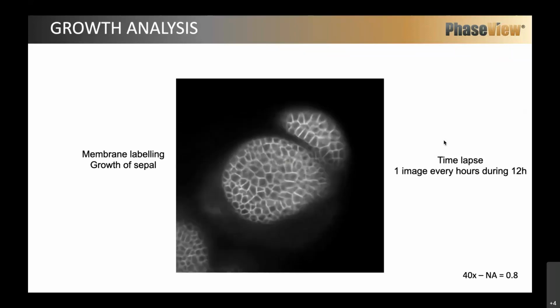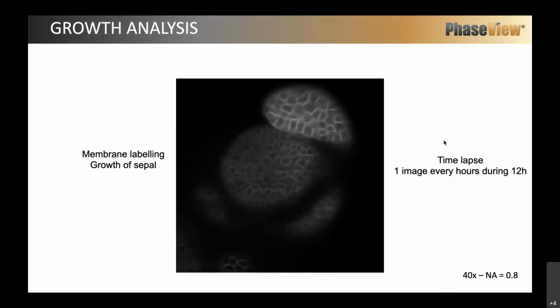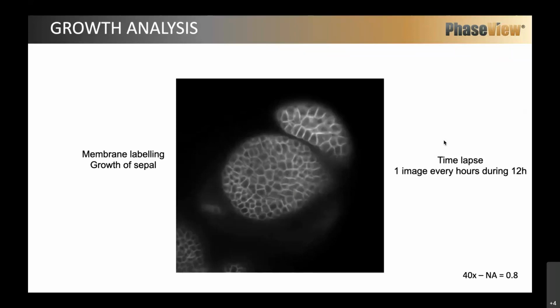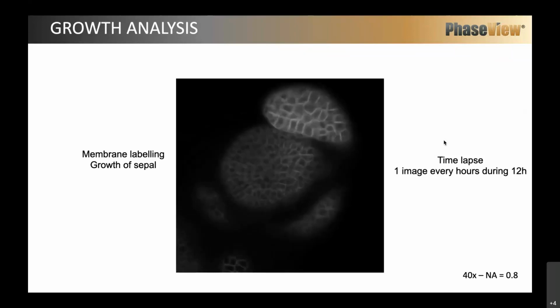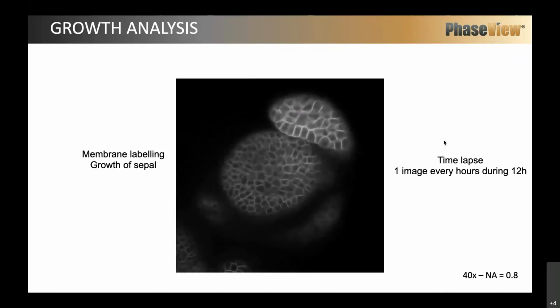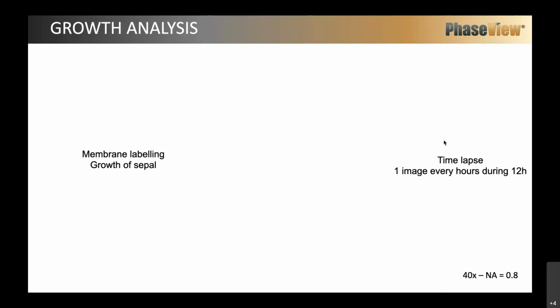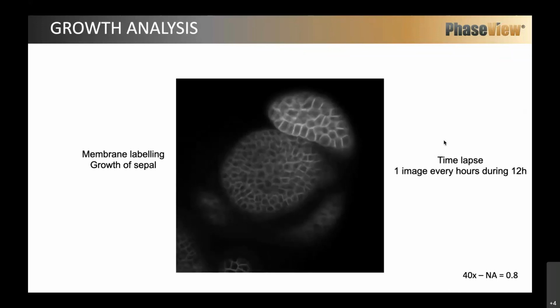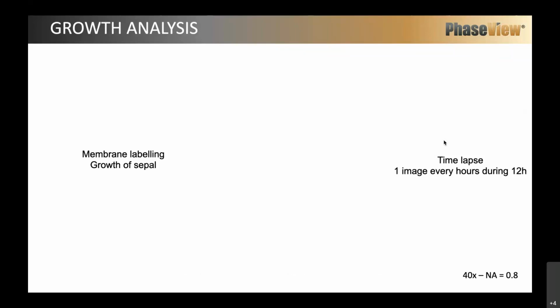If you want to do imaging for more than 12 hours, you need to put some light in the microscope in order to illuminate the flower, and you need to put some liquid medium in the chamber, and so maybe you need a microfluidic system in order to remove the medium so as not to have contamination.